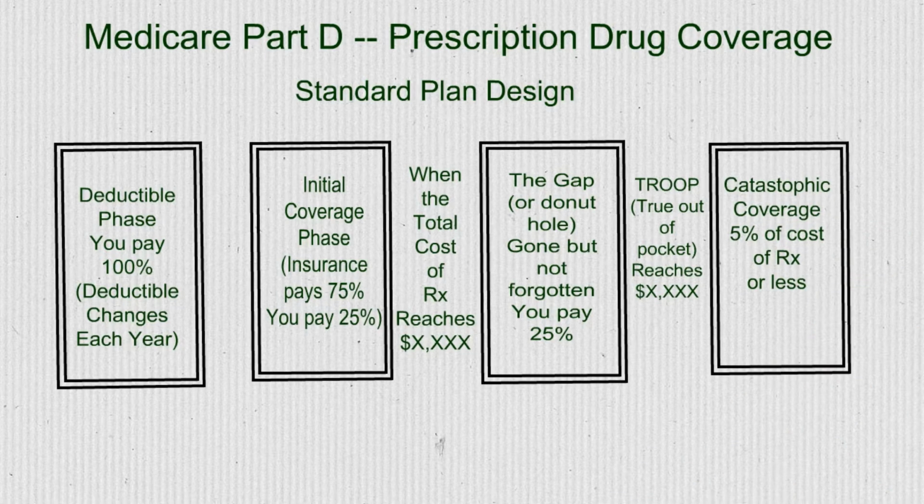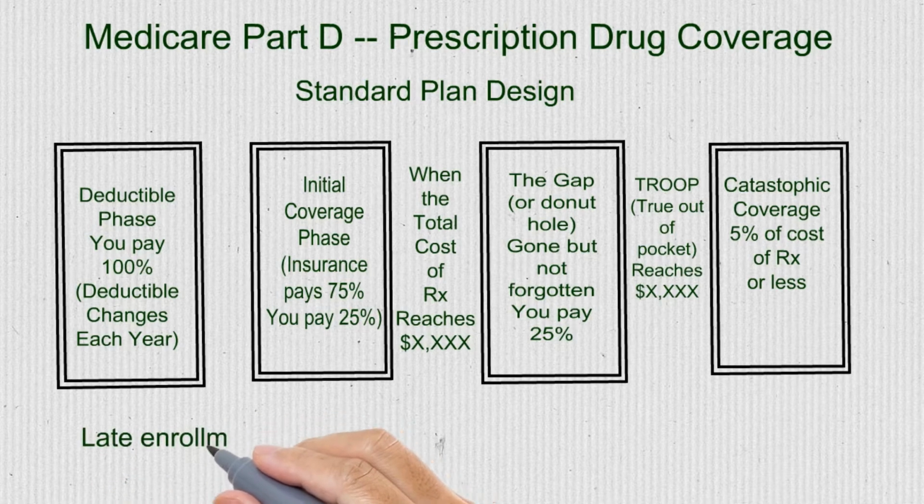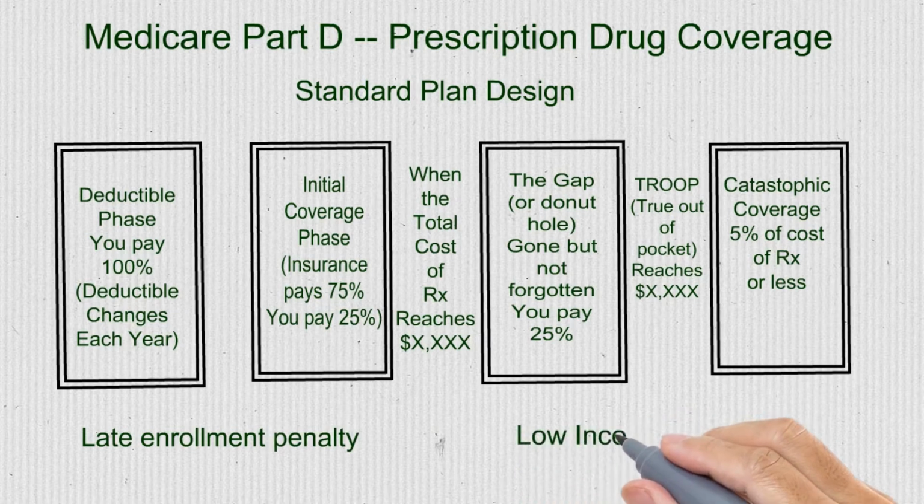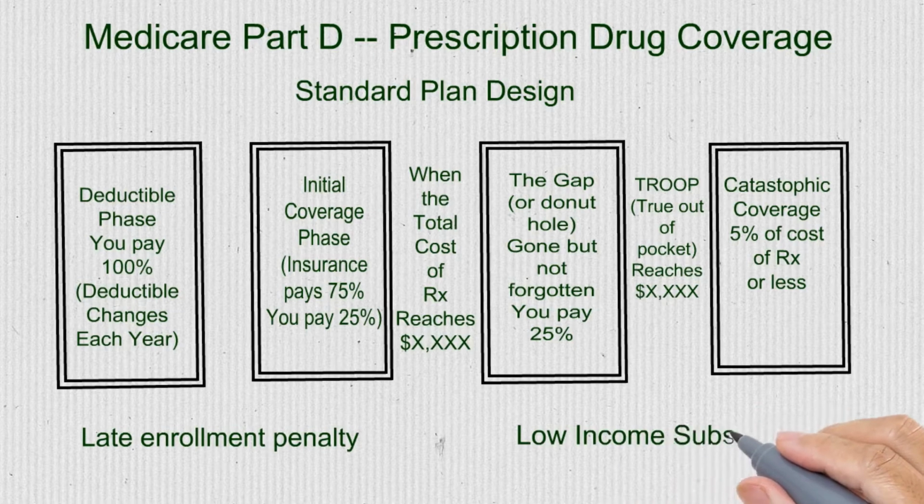There's a couple of other things to note about standard Part D. There is a late enrollment penalty that you can incur if you don't sign up when you're first eligible, and you'll pay that penalty for the rest of your life. The other thing you might want to be aware of is there is something called low-income subsidy that provides additional coverage for people with low incomes.